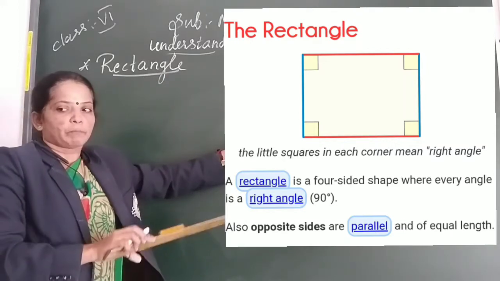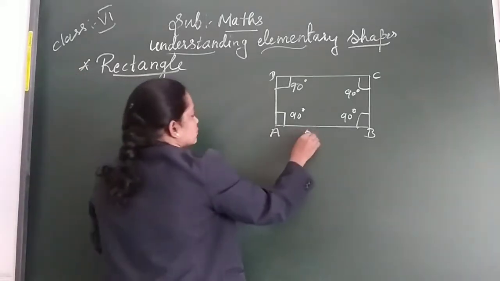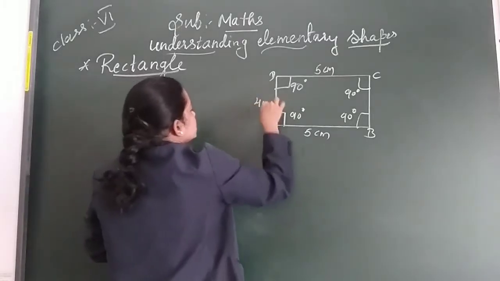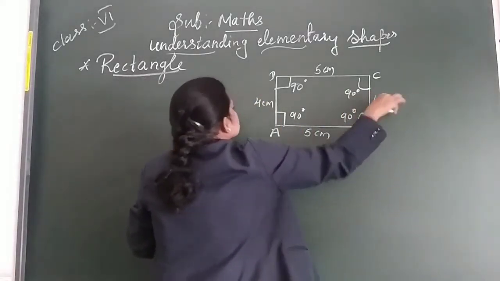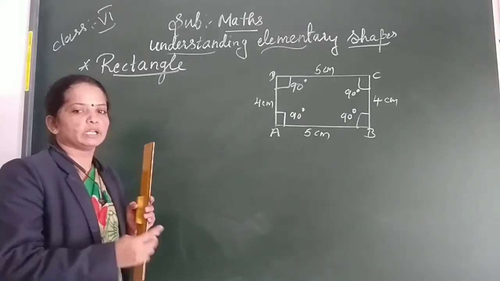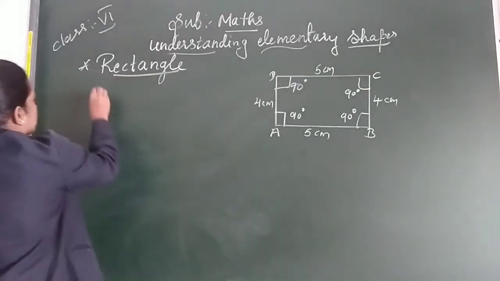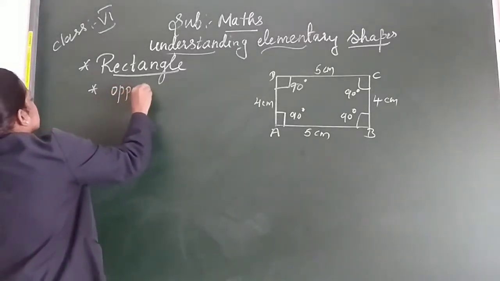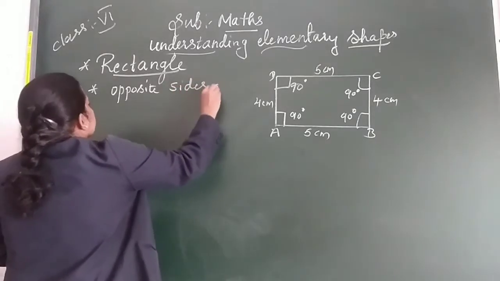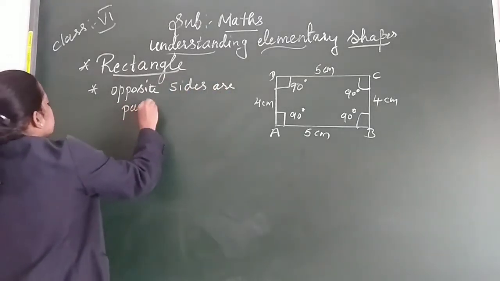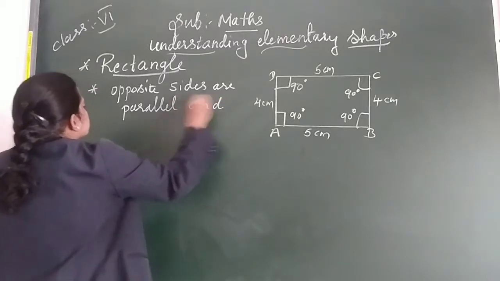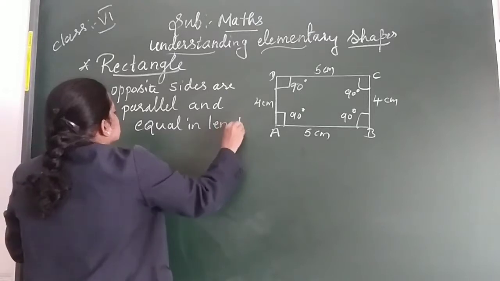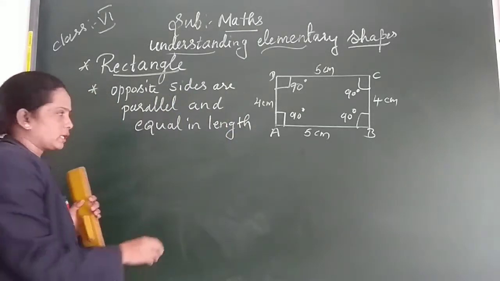Opposite sides are parallel and equal in length. If AB is 5 cm, then the opposite side is also 5 cm. If it is 4 cm, BC is also 4 cm. So what are the properties of rectangle? Opposite sides are parallel and equal in length.